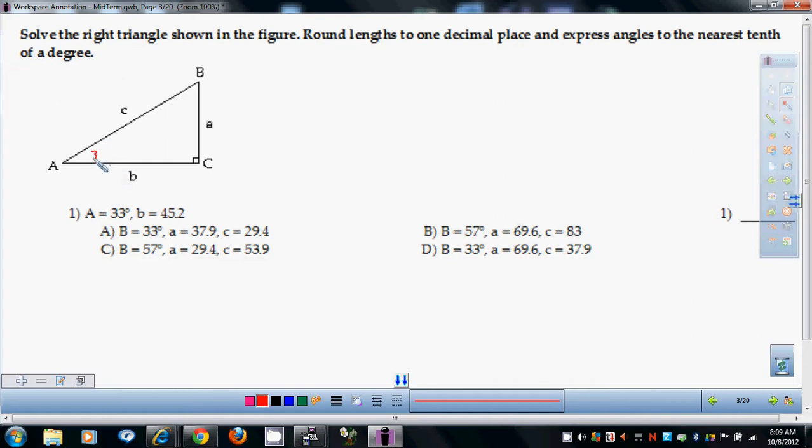It is the biggest angle. That's true. C will be the biggest side. Let's see. You're right. That allows me to cross off this one because C is not the biggest. And it allows me to cross off this one because C is not the biggest. Very good. Yes, sir.